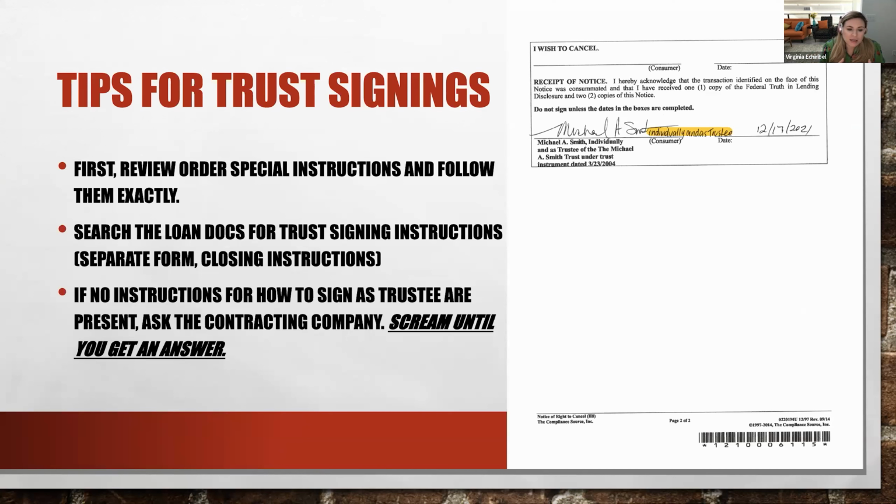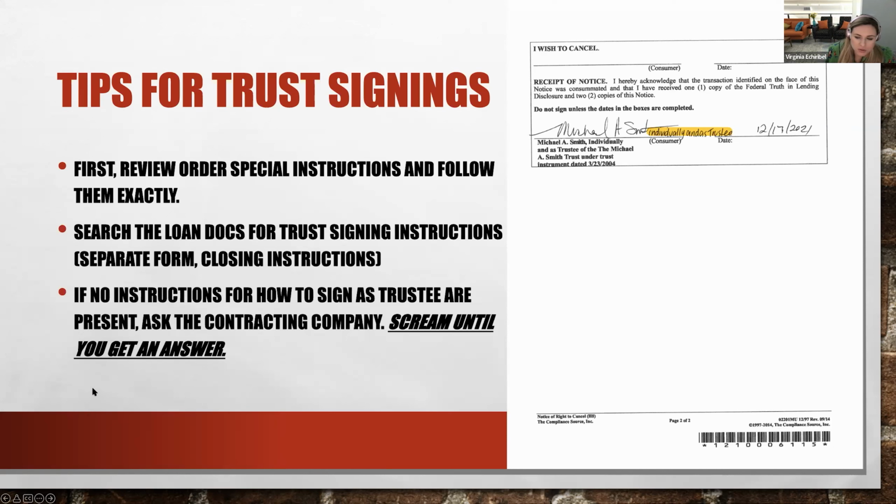If you can't find any instructions for how to sign as trustee, you want to search the docs, like I said. Look for separate forms, look for closing instructions in the loan docs, look on the order for the file and the special instructions and the general instructions. And if you can't find anything, you want to scream until you get an answer. So whoever hired you, bug them until they give you an answer, and then sign consistently throughout according to their instructions. So this is an everyday kind of thing we deal with.